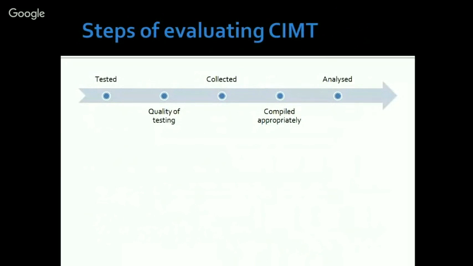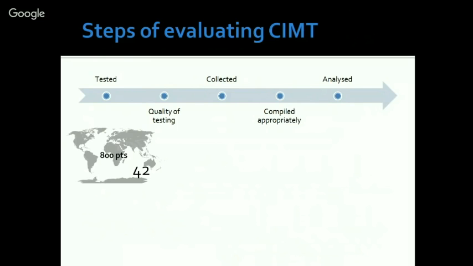Steps of evaluating CIMT. CIMT has been tested, and once it is tested, we need to understand the quality of testing. If they have applied a CIMT without any control, then it's a very poor quality, right? And after understanding the quality of testing, we need to see how all the studies which have been done have been collected, and whether they have been compiled appropriately. And after this, we have analyzed the whole process and looked into the quality of it.